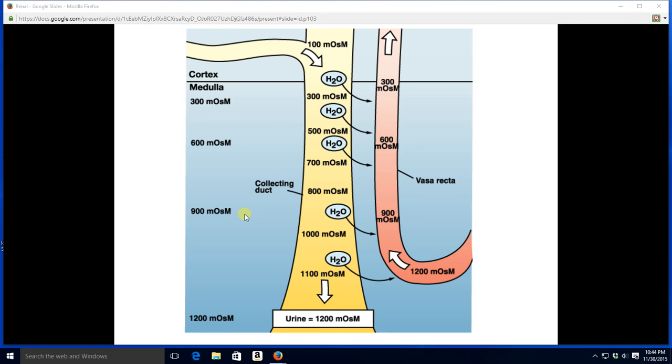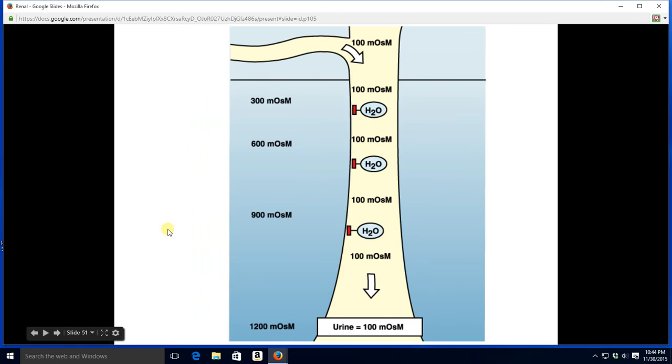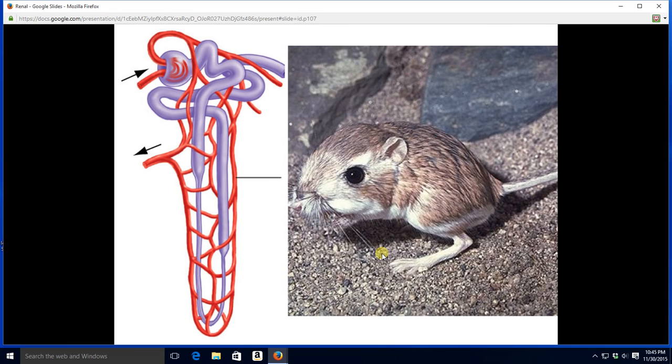What would happen if ADH wasn't present? If ADH wasn't present, well, the osmotic gradient would still exist. However, without ADH, there's no permeability, and the water stays in the collecting duct, stays in the pee, and we pee away dilute urine. We talked about the kangaroo rat in lab and in lecture. Make sure you understand why he has long loops of Henle.